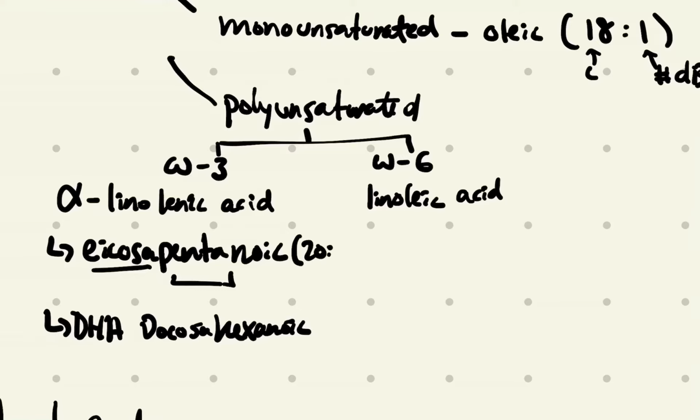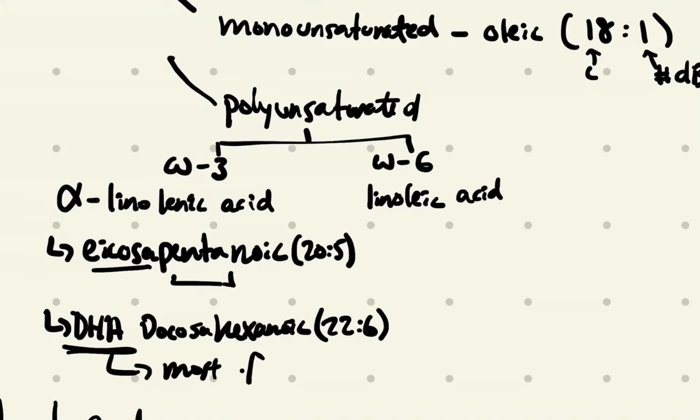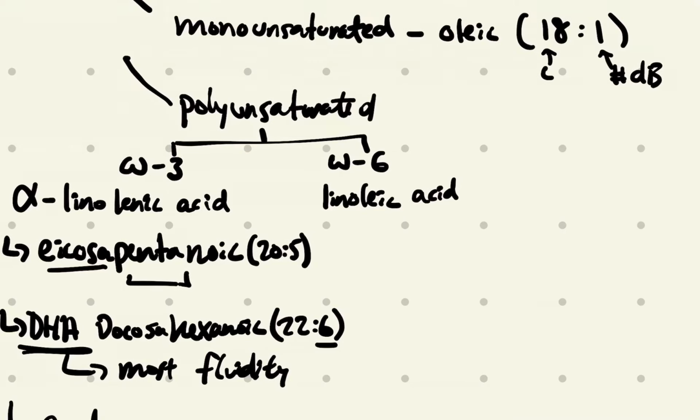So before it was 25, right? So 20 carbons and 5 double bonds. Now we're actually at 22 and 6 double bonds. So your DHA is going to give you the most membrane fluidity, okay? Because it has the most double bonds.